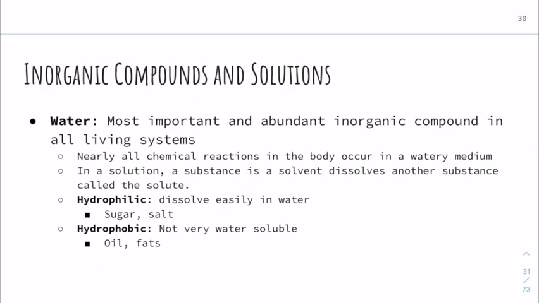Majority, if not all, chemical reactions occur in some kind of watery substance in the body. The substance is a solvent that dissolves another substance that's called a solute. There are two different kinds of compounds within water. We have hydrophilic. It dissolves easily in water. If you've ever mixed sugar with water or salt with water, it dissolves very easily.